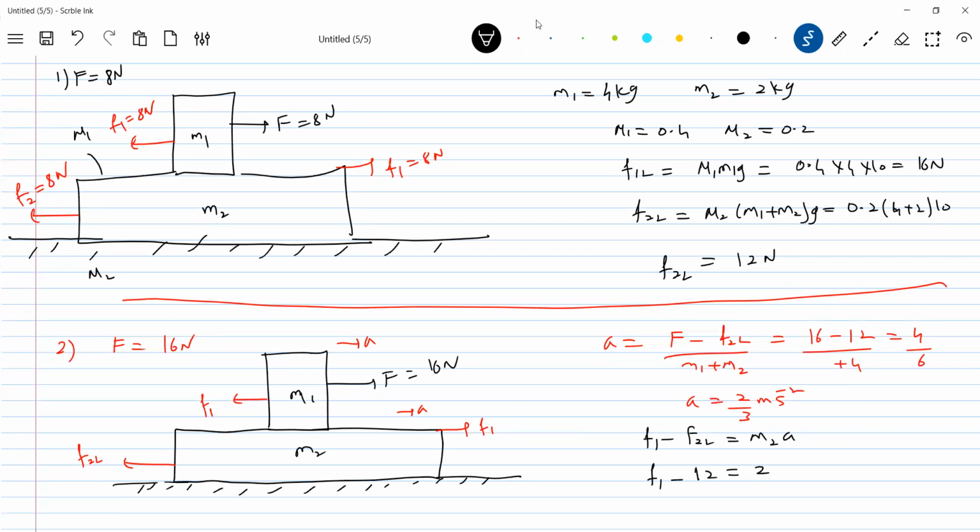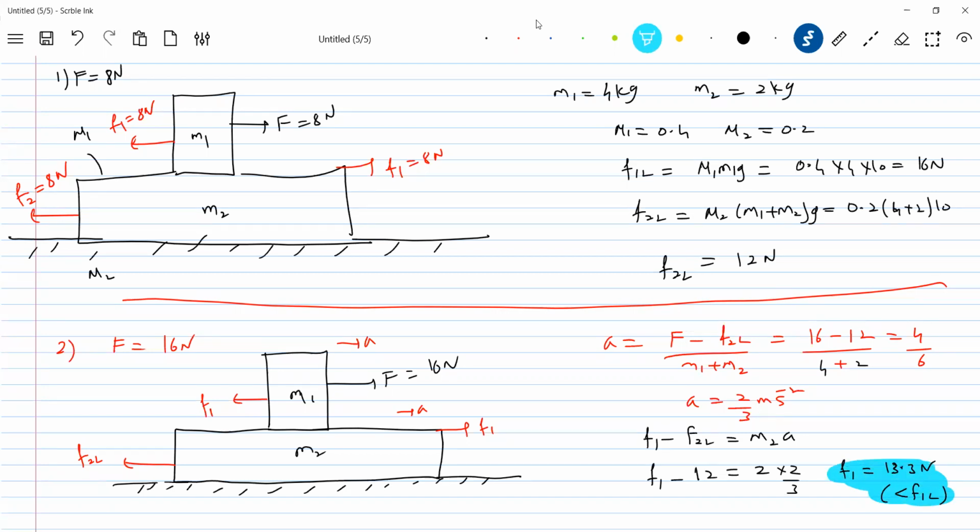M1 is 4, this is 2, no? M2 is 2, so A is 2 by 3. So look at the value of F1. 12 plus 1.3, so 13.3 Newton. Is it less than F1L? Any conclusion?